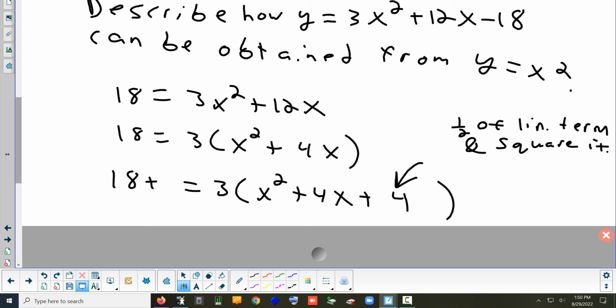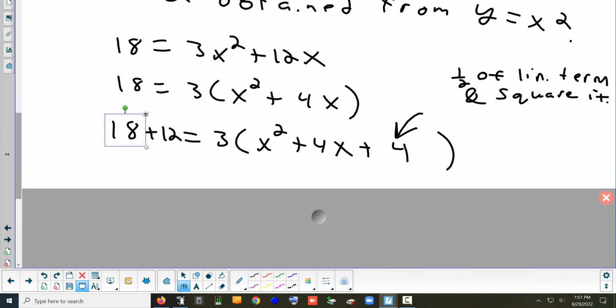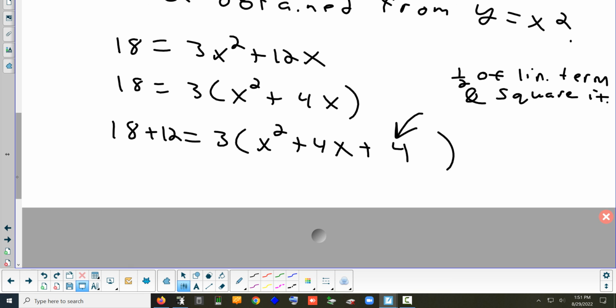Yeah? 4 now. 12. 12. Good. Most people don't catch their mistake. Most people get that wrong. Most people don't correct it that quick. So, you put a 4 here, but you really added 12 to the right, so you need to add 12 to the left to keep it balanced. And the whole reason we added the number that we did is because it's going to make the right-hand side very easy to factor.